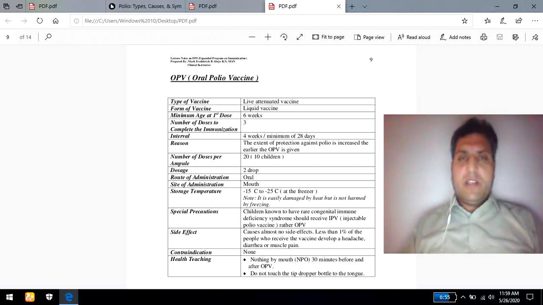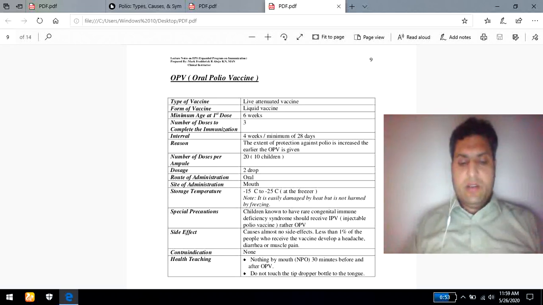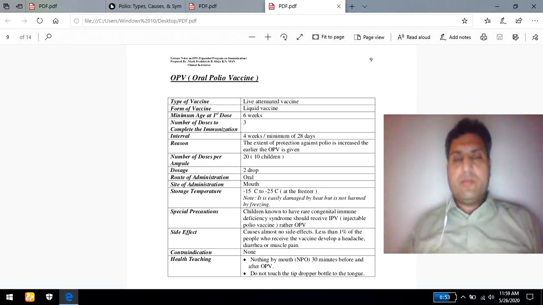There are basically three serotypes of this polio virus, that is PV1, PV2 and PV3. Among these serotypes, PV1 is most commonly responsible for morbidity and mortality in newborn babies and children. So the basic objective of the OPV is to eradicate these three serotypes of the polio viruses from the universe.